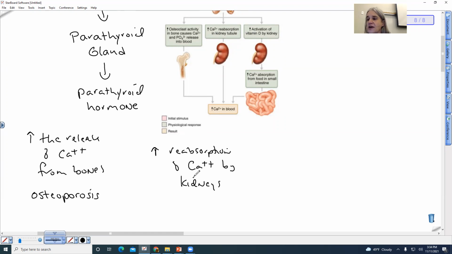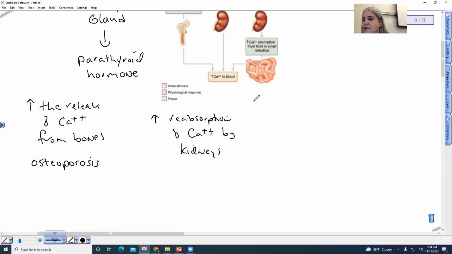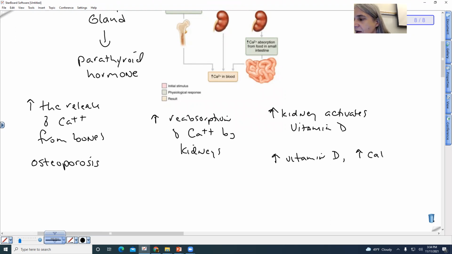And then one of the things that we also do is we activate vitamin D. So the kidney activates vitamin D production. One of the things about vitamin D is it is necessary for absorption of calcium from your food. So if we increase vitamin D, we increase calcium absorption from the small intestine.